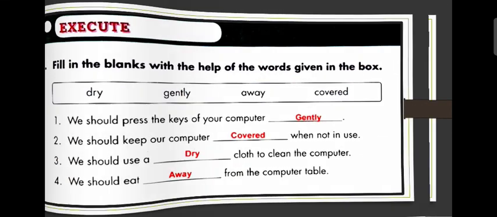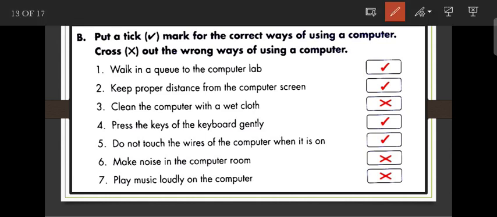Next is tick mark. Put a tick mark for the correct ways of using a computer and cross out the wrong ways of using a computer. So first is walk quietly in the computer lab. This is the correct way to enter the computer lab. Next is number two, keep proper distance from the computer screen. This is also the correct way. Next is number three, clean the computer with a wet cloth. So this statement is wrong.